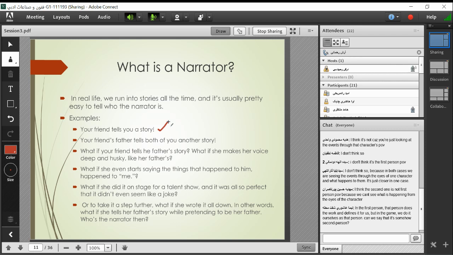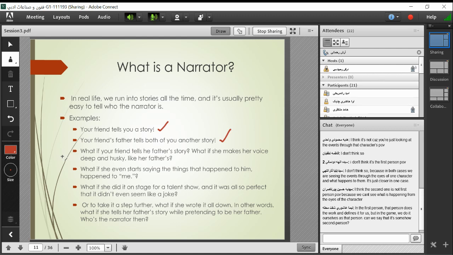Imagine you're visiting your friend and your friend tells you a story. But then his or her father comes into the room and tells you a story about himself. Well, in that case, your friend's father is actually the narrator of the story. But it's not usually and it's not always this straightforward, because sometimes the cases can be really mind boggling and quite difficult to understand.